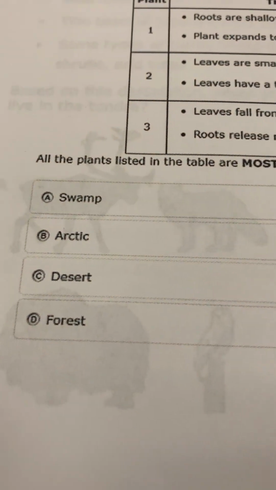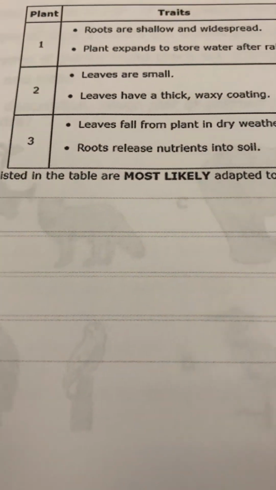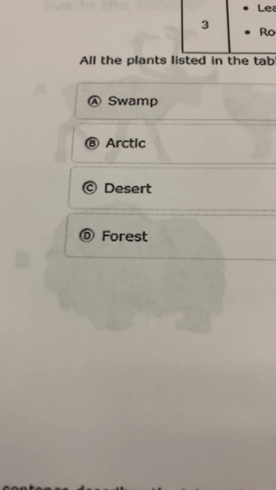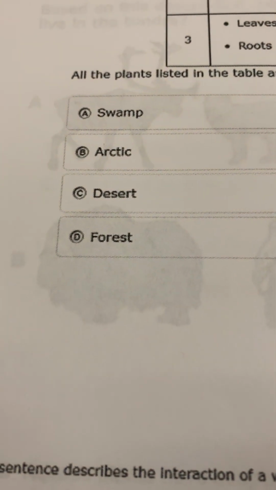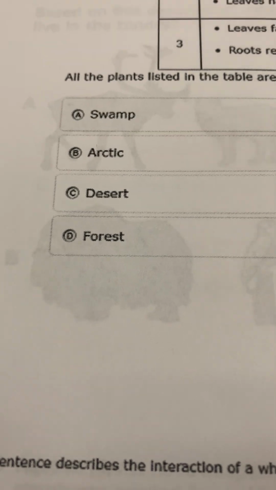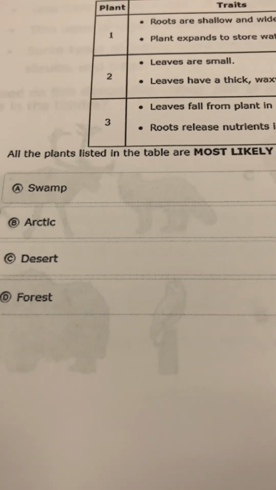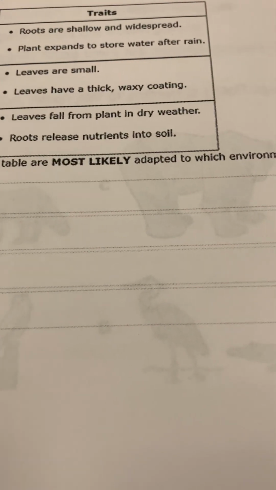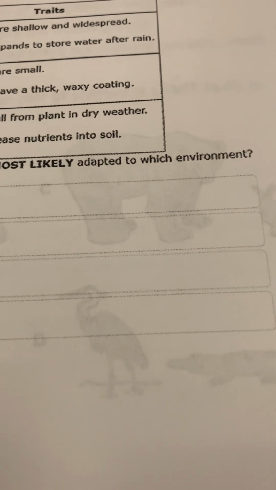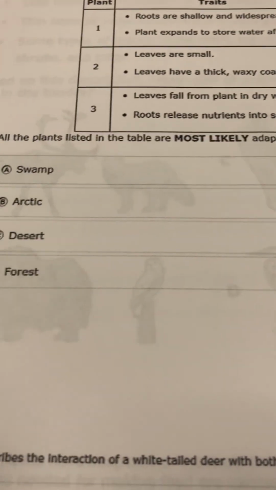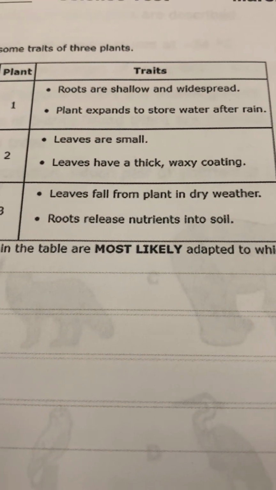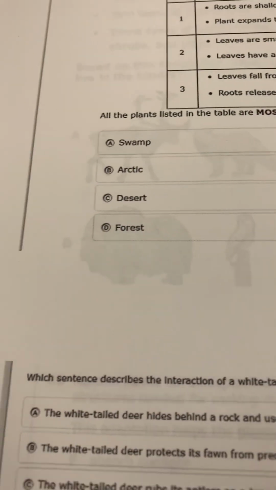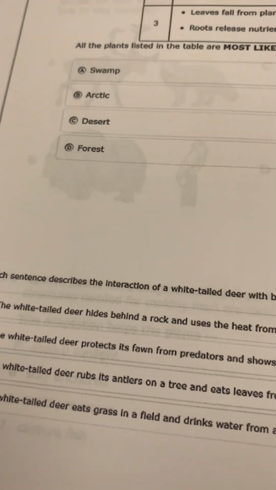It says, all the plants listed in the table are most likely adapted to which environment? Is it swamp, Arctic, desert, or forest? So all plants listed in the table are most likely adapted to which environment? Okay, so look at the traits again and then answer the question.